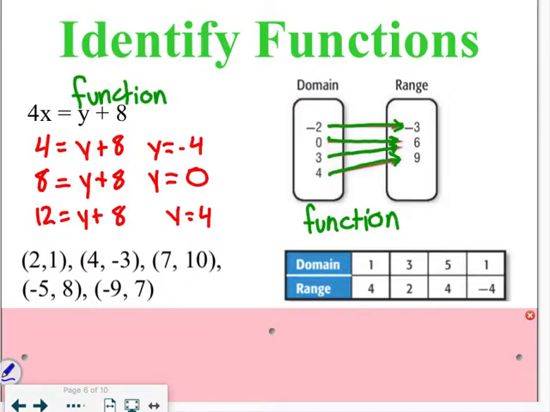If I, for example, had another line, that blue line in there, that had -2 pointing to -3 and +6, then it would not be a function because -2 would be going to 2 separate values. So go ahead on these last two, check to make sure that each x is only getting paired with exactly one y. So tell me if they are a function or not a function.